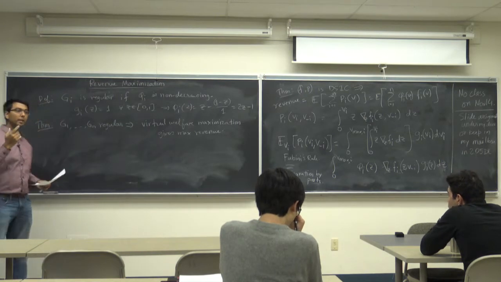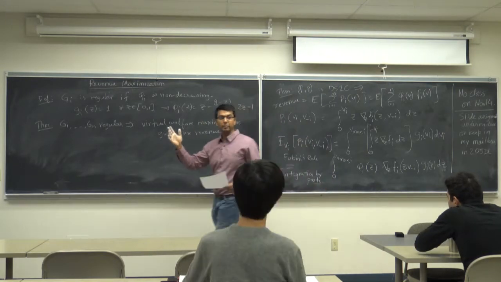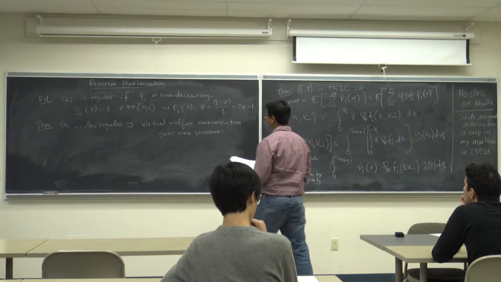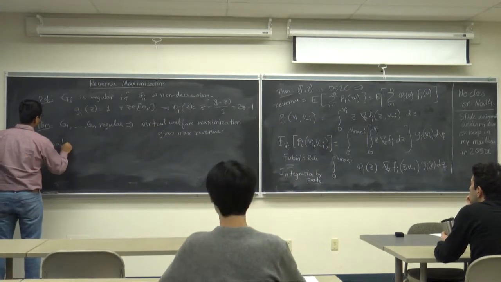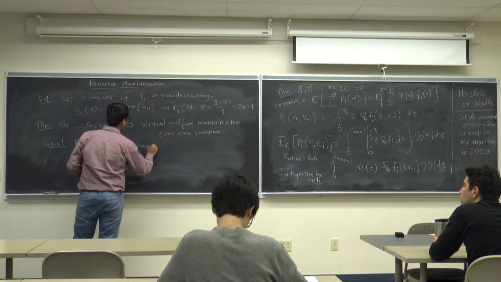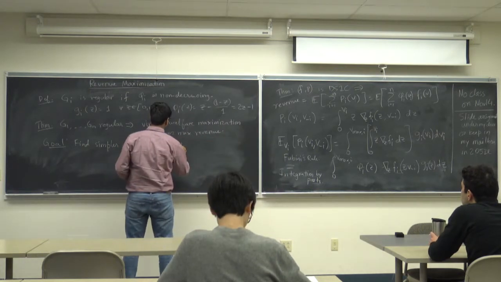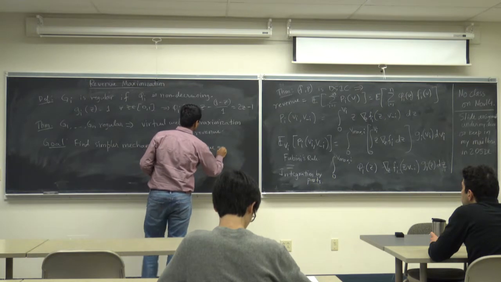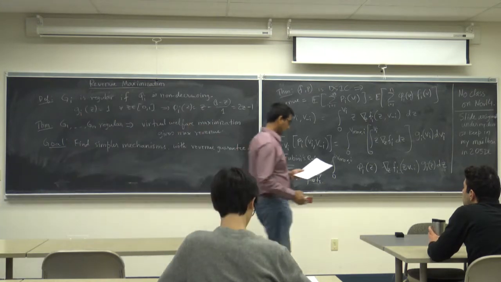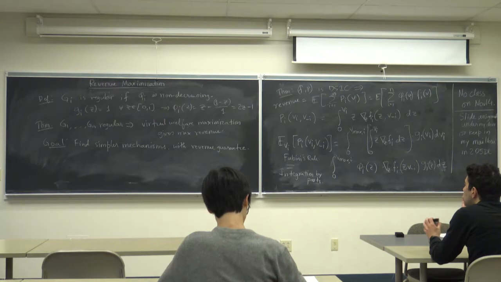So let's try and come up with something simpler, a simpler mechanism that can guarantee the expected revenue in some sense. We won't get the maximum revenue, but we'll get something close to the maximum revenue, but using a simple mechanism. So the goal is to find simpler mechanisms with revenue guarantee. Okay, so that's our next problem to tackle. Any questions so far? Okay, everything is clear?